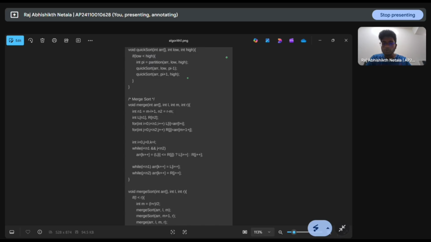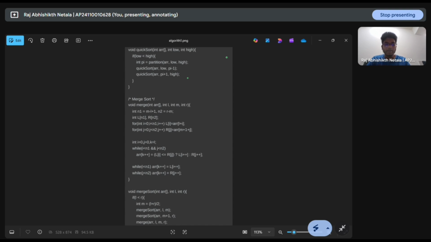It consists of two merge sort calls. In the first one, there's a merge sort with three parameters array, l and m, which sorts the left side of the subarray, and there is another merge sort function which consists of another three parameters array, m plus 1 and r, which sorts the right side of the subarray. And in the end, we are going to combine all three.